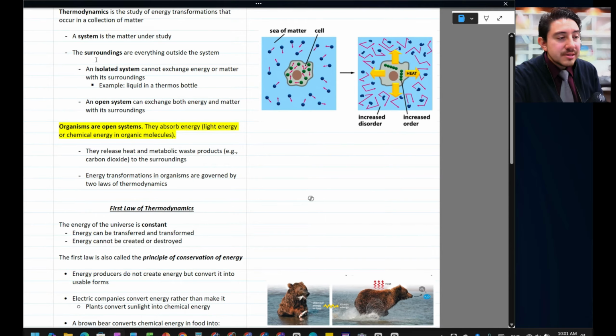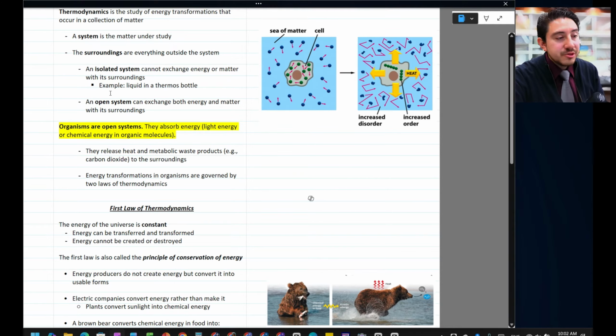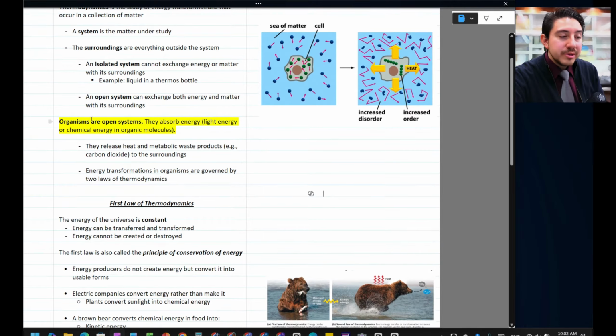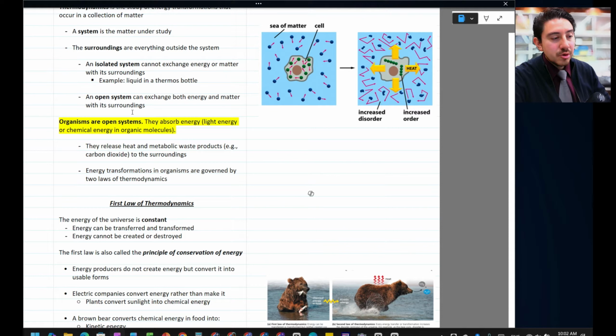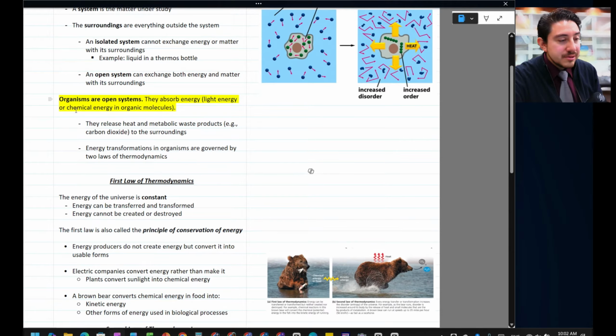An isolated system refers to any system that cannot exchange energy or matter with its surroundings, or is incredibly difficult to do so. Let's say a liquid in a thermal bottle that is a very good insulator. This will be an isolated system. An open system can exchange both energy and matter with its surroundings. What we usually think about, living organisms and their surroundings, is an open system. We're in constant exchange of energy and matter. As organisms are open systems, we'll be focusing more on that.